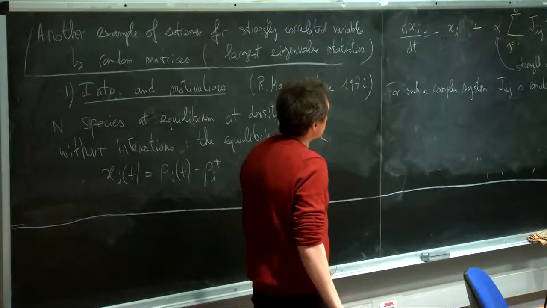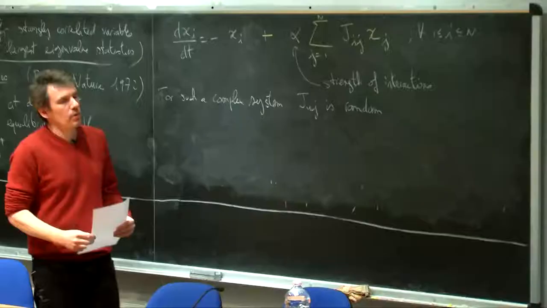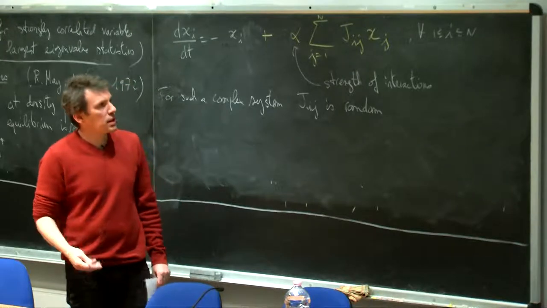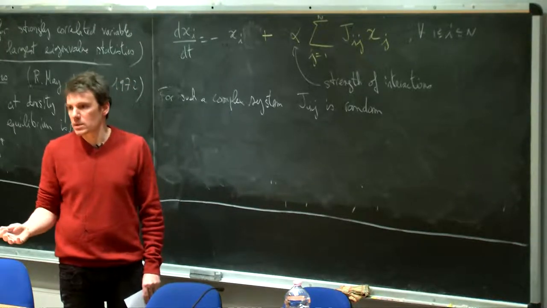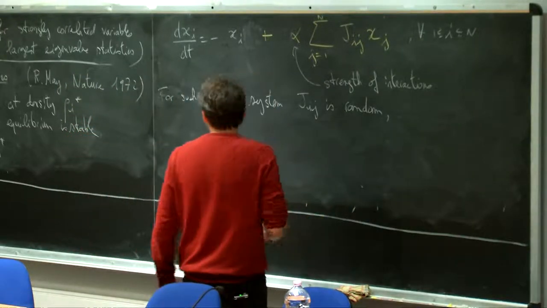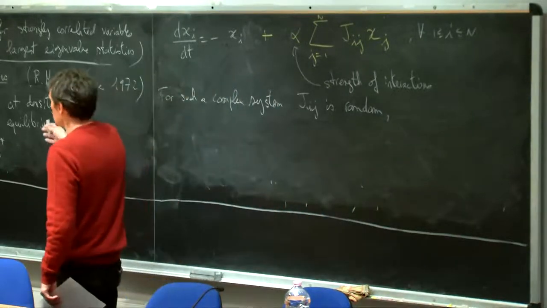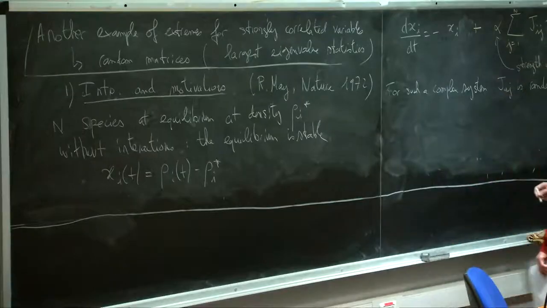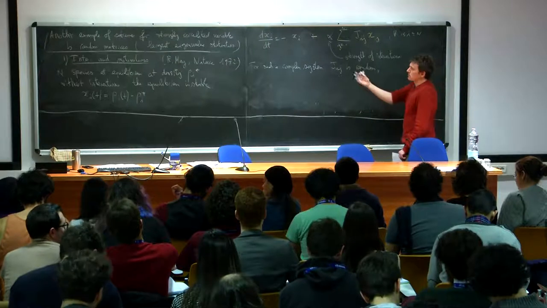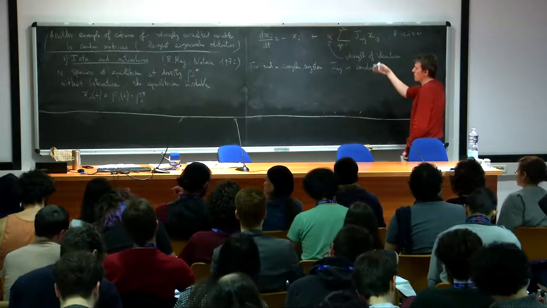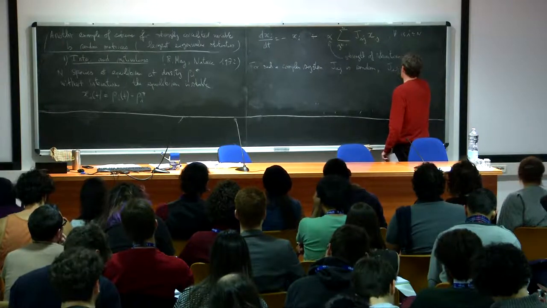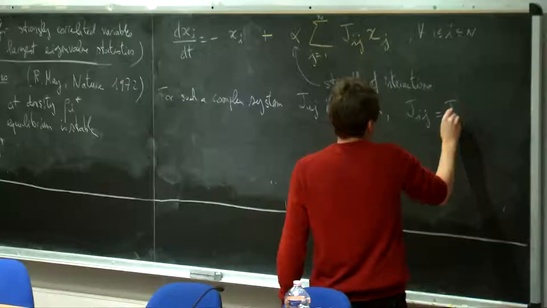And to simplify the analysis a little bit, he assumed also that the interactions are symmetric. So i interacts on j in the same way as j interacts on i. One can discuss this kind of approximation. I'm not pretending to make a very precise model of ecology. I'm just trying to show you how this extreme value question naturally arises in a simple model. So you assume that G_ij is real because these are interactions, and they are symmetric.